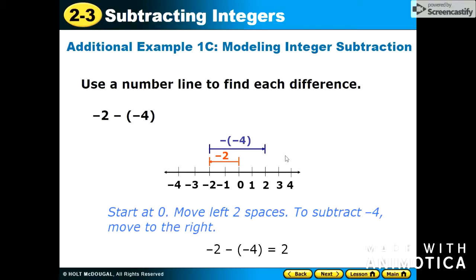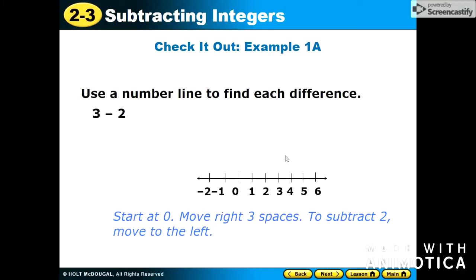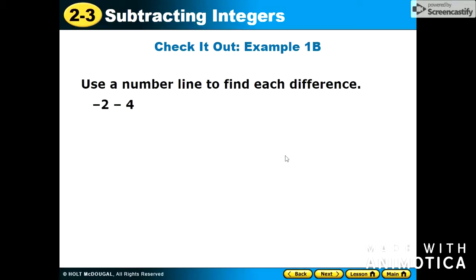Actually, we'll go to the check it out here, where we've got 3 minus 2. This one is not on your sheet, but let's check and see. 3 minus 2, okay, start at 0, go 3 spaces to the right, subtract 2. Now I go back to the left to give me a total of 1. Yes, very basic. And this next one, for the check it out letter B, I see is also not on your sheet, but maybe feel free to pause, try it out, and add it to your sheet.